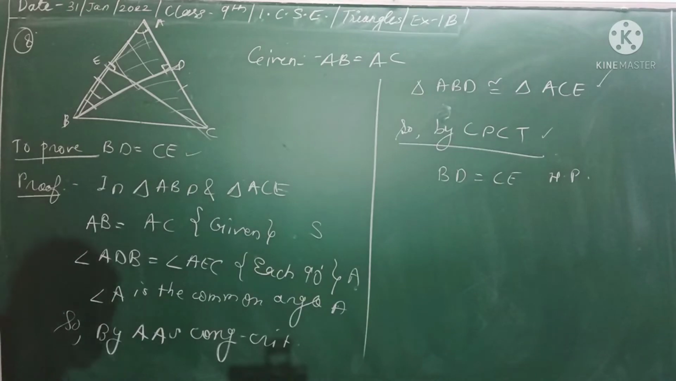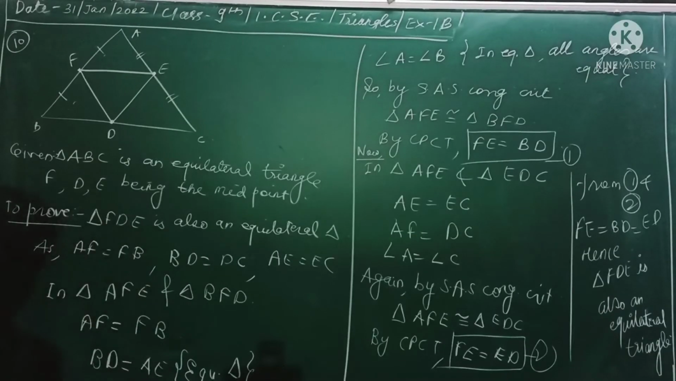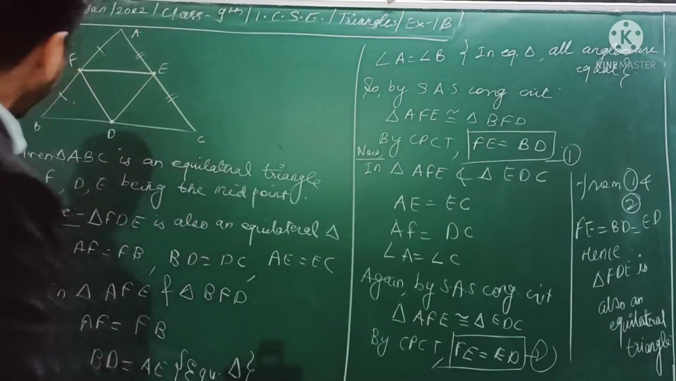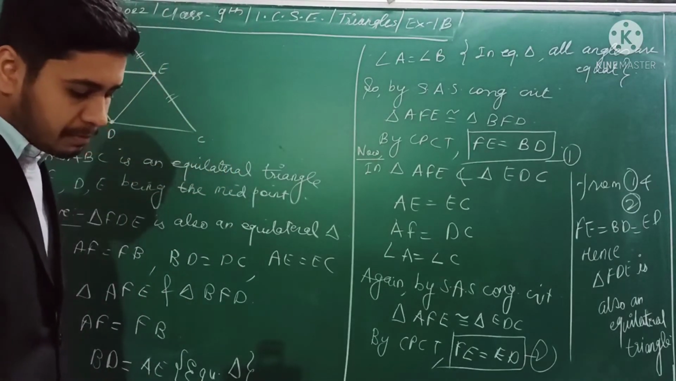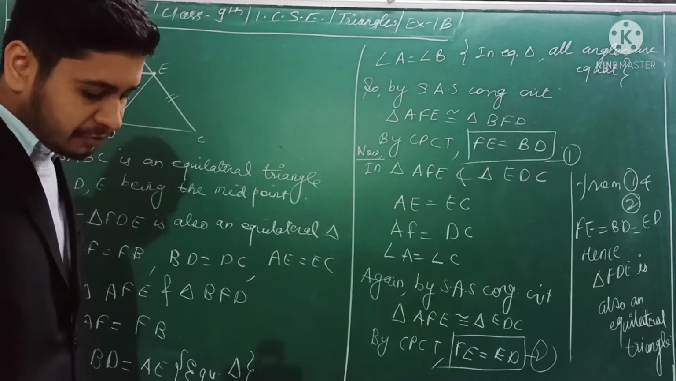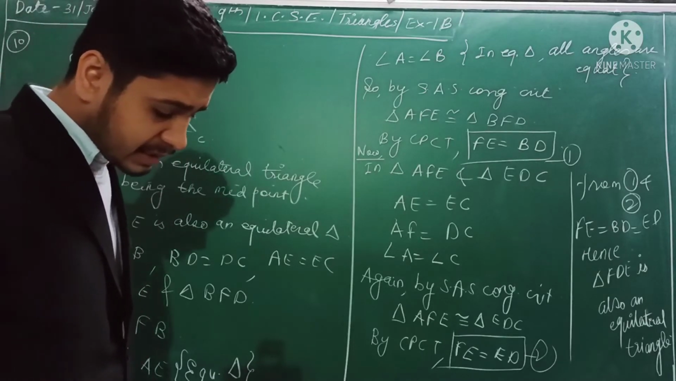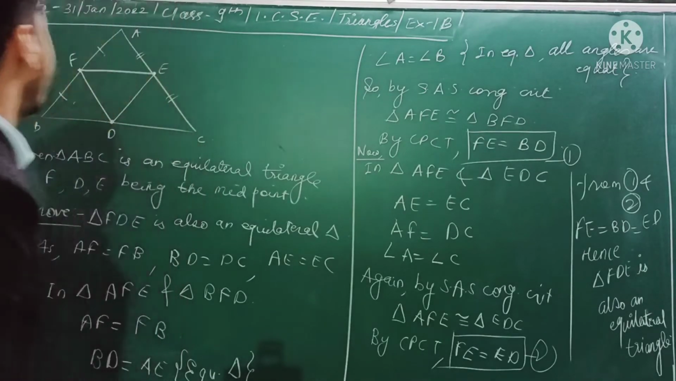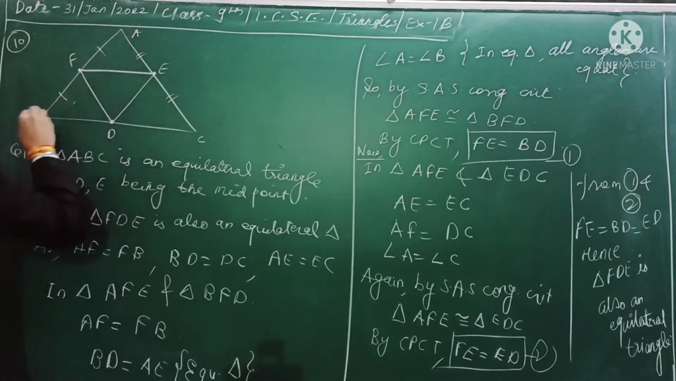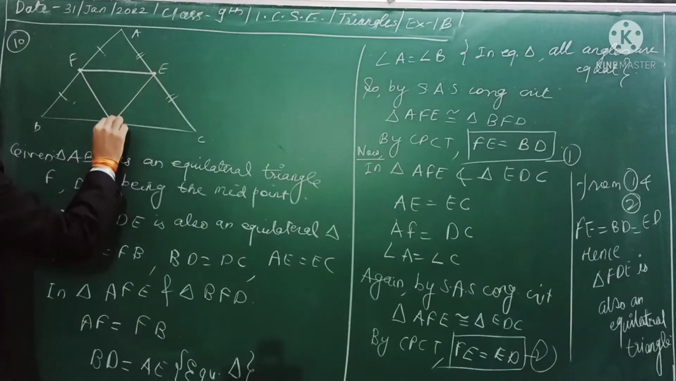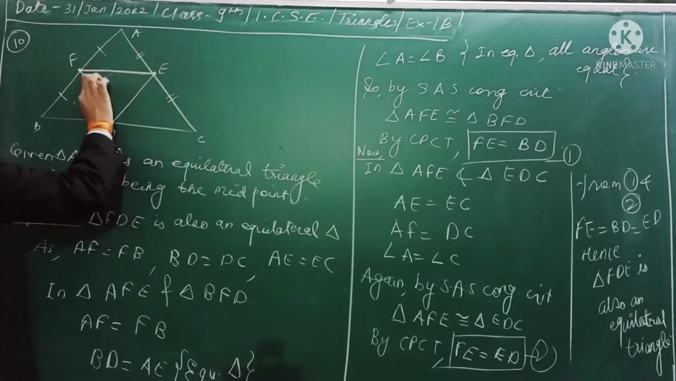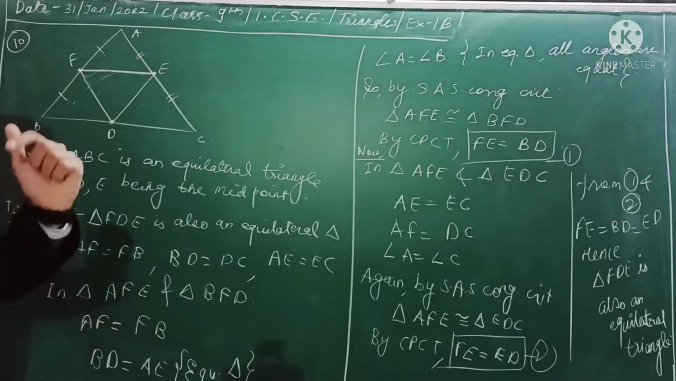Okay. So try to understand question number 10. I'm reading question number 10. Prove that the triangle formed by joining the midpoints of an equilateral triangle is also an equilateral triangle. See, this is an equilateral triangle, and these are the three midpoints. If you join the midpoints, this is also becoming an equilateral triangle. This we have to prove.